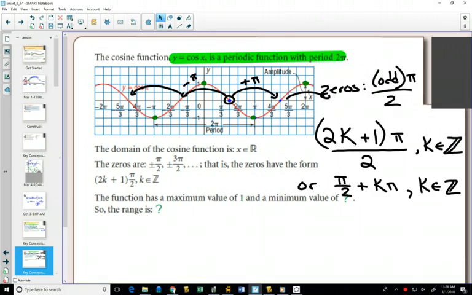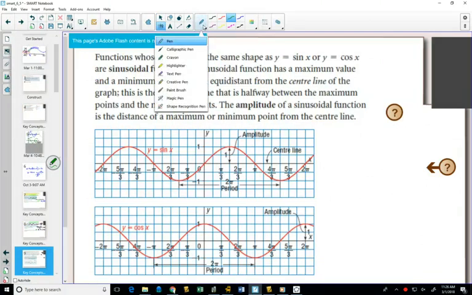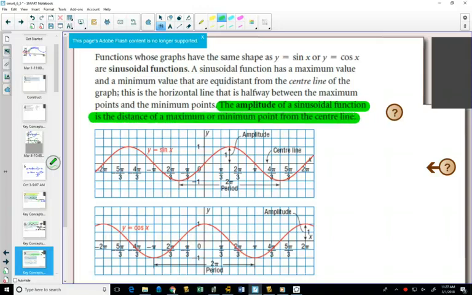Again, the maximum value is 1 and the minimum value is -1, just like before. And the range is the same as a sine graph. So that's our cosine graph. Now, in both our sine graph and our cosine graph, some other definitions. We define the amplitude as the distance from the maximum or minimum point to the center line. So the center line is what's right in the middle, and your amplitude for both your sine and your cosine graph will be 1.